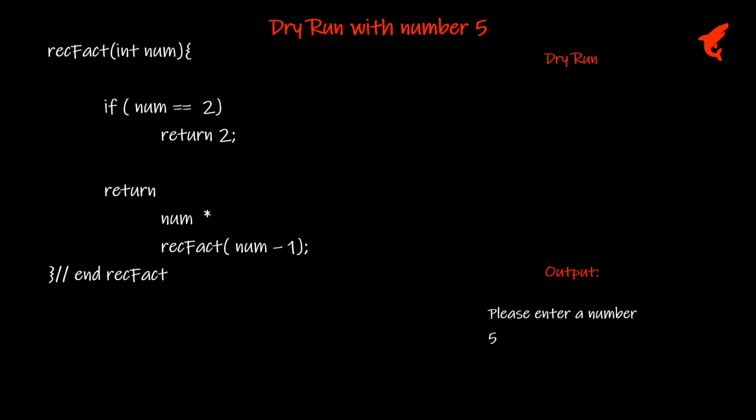So there is this next call to rectfact, and the num variable is again created with the value 4. This is our second call to the rectfact function. Again the if condition is checked, and the condition is not true. Again the control goes to the return statement, in fact to the rectfact function call in the return statement, and that function is called with the value num minus 1, which is 3.